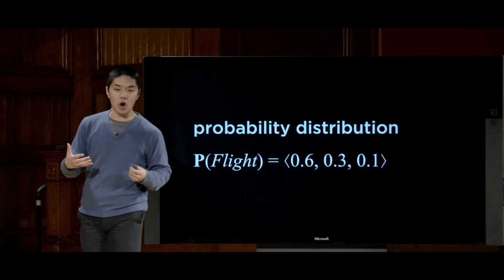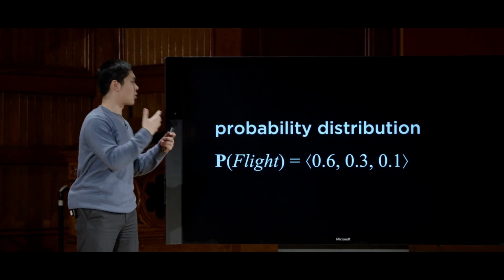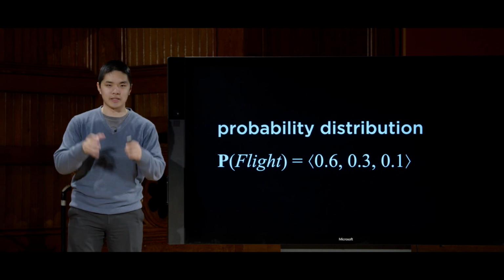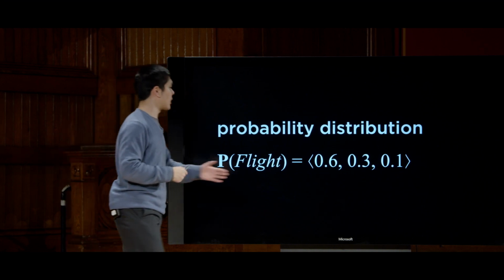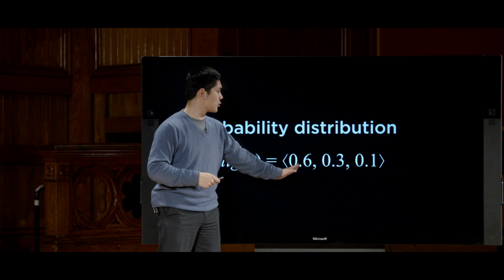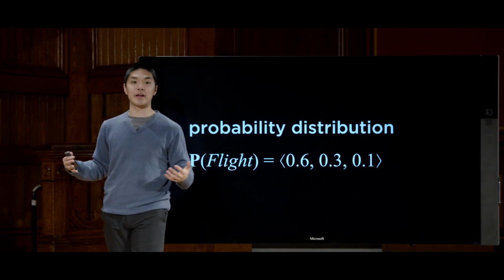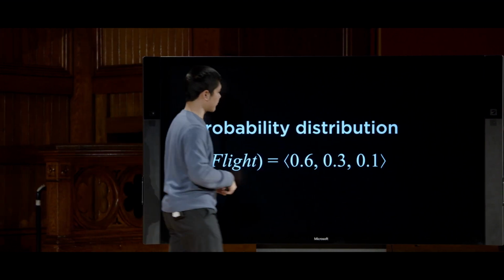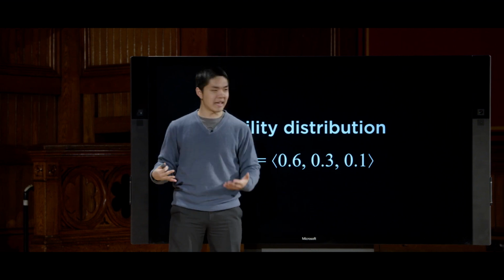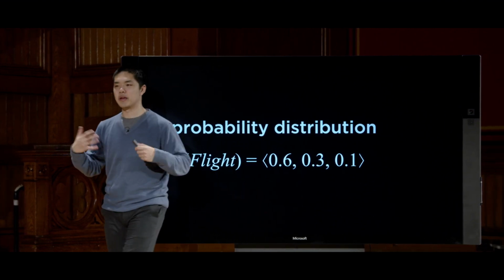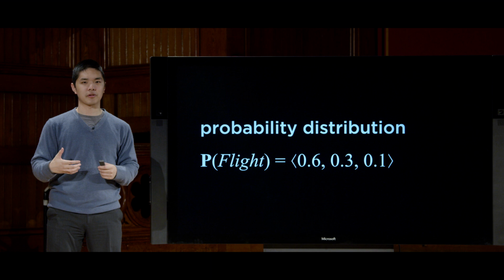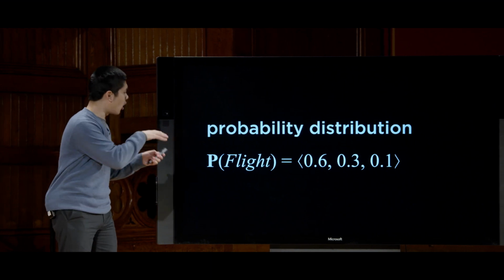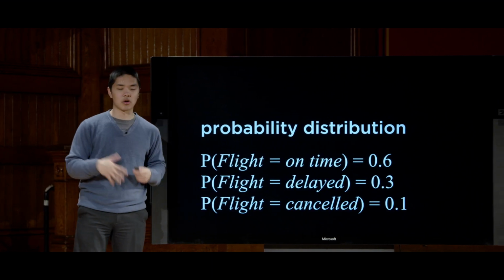And I would just have to know that this probability distribution is in the order of on time, delayed, and canceled to know how to interpret this vector, to mean the first value in the vector is the probability that my flight is on time. The second value in the vector is the probability that my flight is delayed. And the third value in the vector is the probability that my flight is canceled. And so this is just an alternate way of representing this idea more concisely.